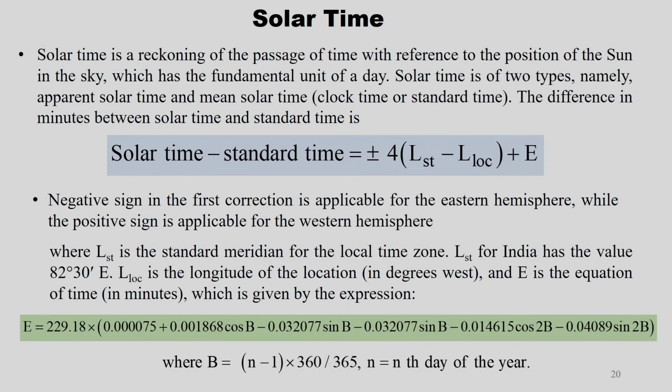The next one is solar time. Solar time is a reckoning of the passage of time with reference to the position of the sun in the sky, which has the fundamental unit of the day, right. There are two types of solar time with which we can measure. One is apparent solar time. This we call the local apparent time.